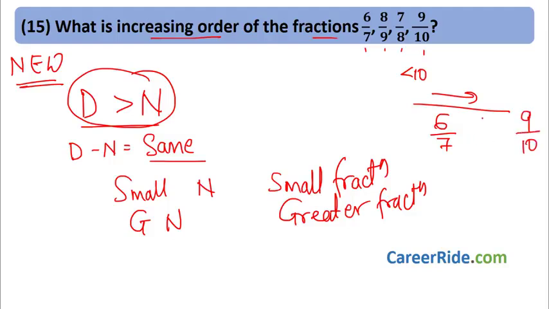Now between 8 and 7, 7 is smaller, so 7 by 8 comes over here. 8 is greater than 7, so 8 by 9 comes over here. This is the ascending order for the fractions. See how easy it is?